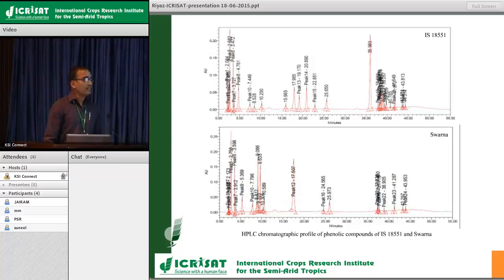HPLC analysis was also carried out in order to identify the flavonoid compounds that deter insect feeding. Here I am showing the 2 chromatograms of the resistant one and the susceptible one, Swarna. Here you see the different peaks. We have coded around 55 different peaks that were generated when the HPLC analysis was carried out. There are several common peaks between the resistant and susceptible one, where we see higher peak areas in the resistant one when compared to the susceptible one. This shows that these are the compounds responsible for shoot fly resistance.